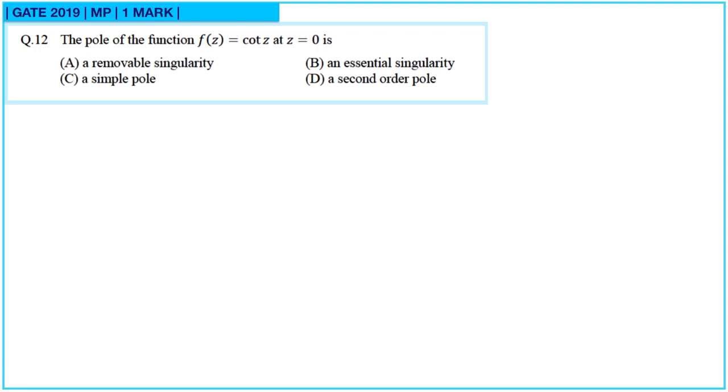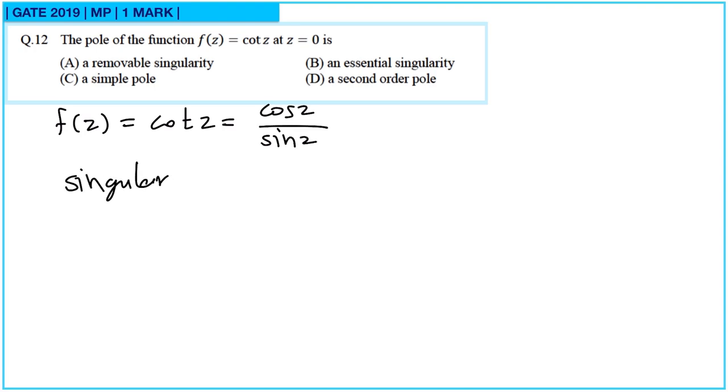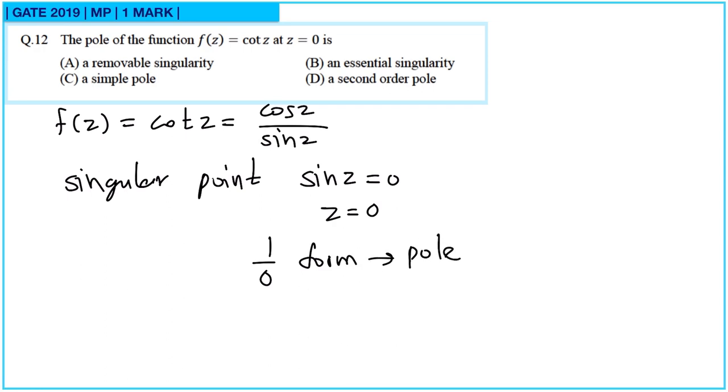The pole of the function f(z) equal to cot z at z equal to 0 is. We have f(z) equal to cot z, which is equal to cos z upon sin z. So the singular point will be when sin z is equal to 0. That means z is equal to 0. Now it will be of the form 1 by 0, which means it is a pole, and it is a pole of order 1. So here option C is correct.